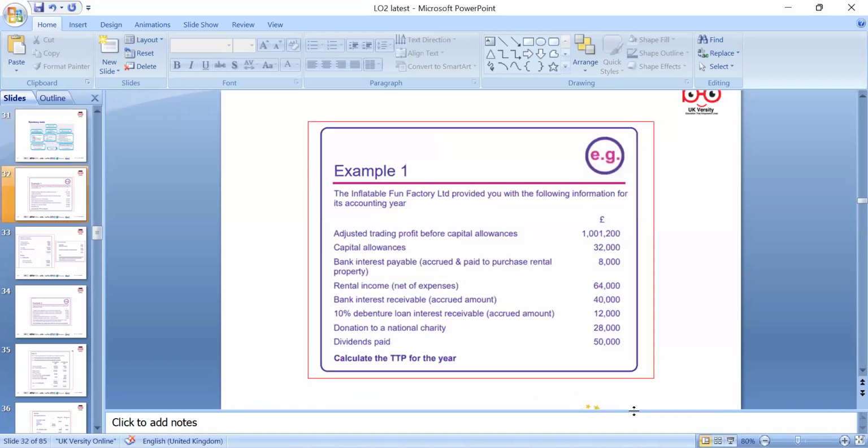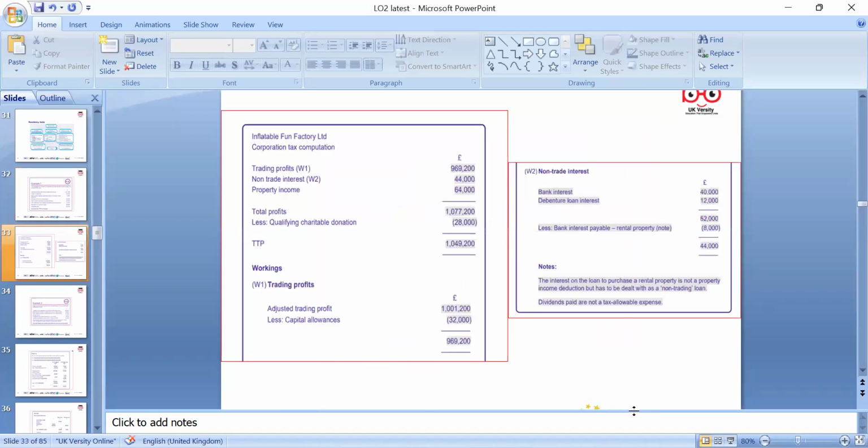Okay, let's look at the tax liability in this case. We've been given the trading profit before the capital allowance. We've been given the capital allowance. We've been given the bank interest, the rental income, the 10% debentures. We can look at the donation and the dividend paid. So we can calculate the total taxable profit. So let's guide: we can look around total taxable profit.